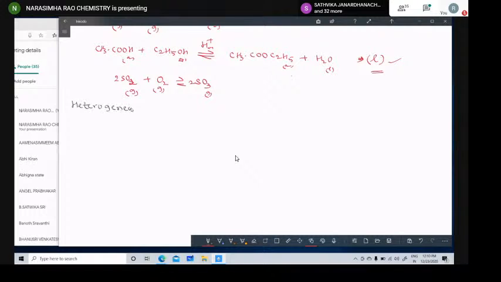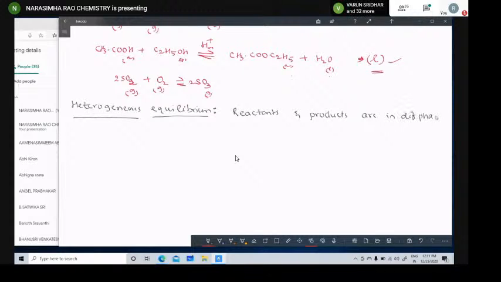Heterogeneous equilibrium. Then what is heterogeneous equilibrium, children? Let me discuss now. Simply, reactants and products are not in the same phase, they are in different phases. That is called heterogeneous.